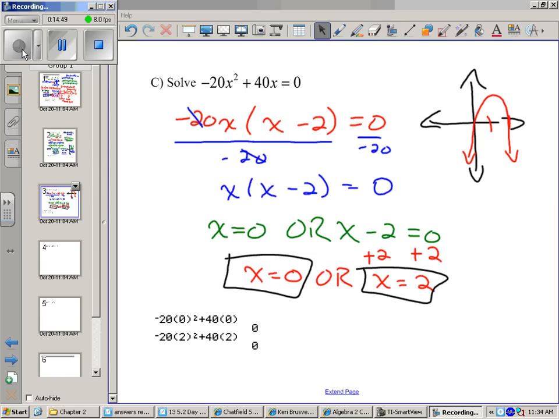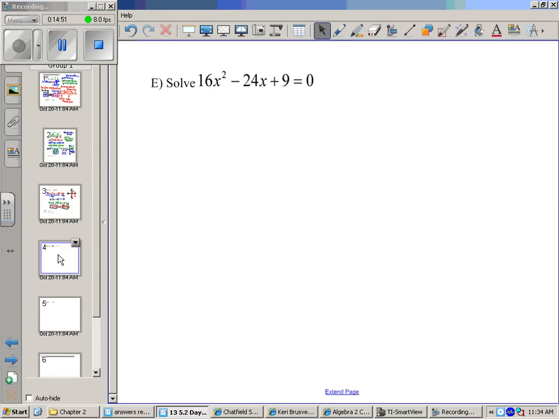Let's go ahead and try another example. Let's try this one. So, solve 121x squared minus 49 equals 0.